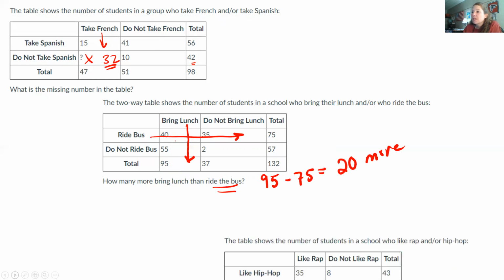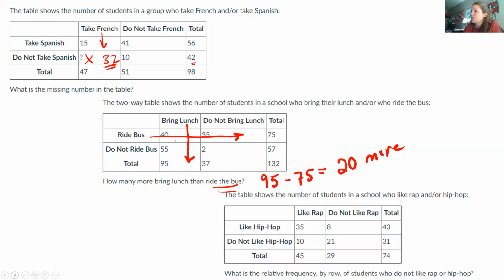20 more. All right, the table below shows the number of students in a school who like rap and or hip hop music. What is the relative frequency by row of students who do not like rap or hip hop? All right, so who do not like either. So we're looking for a row. We're not looking for a column. So that means we go this way. So who do not like hip hop?